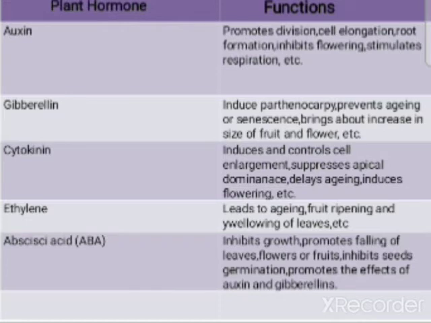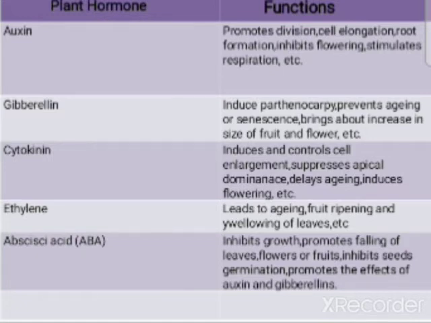Now, parthenocarpy means the development of a fruit without the process of fertilization. So the flower does not get fertilized, but it does grow into a fruit. That process is termed parthenocarpy, and it is done with the help of a plant hormone, gibberellin.